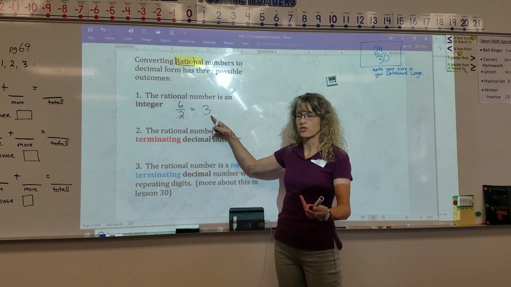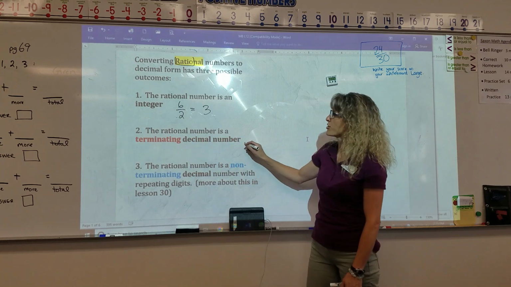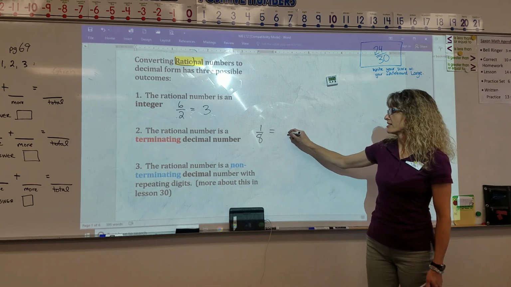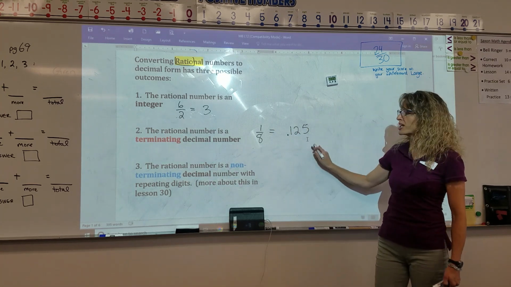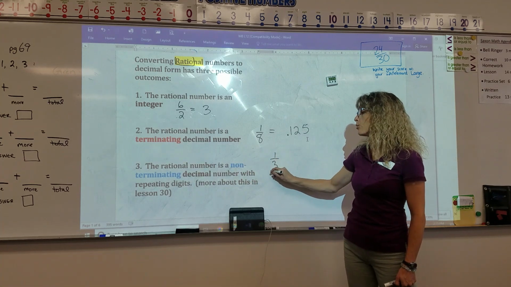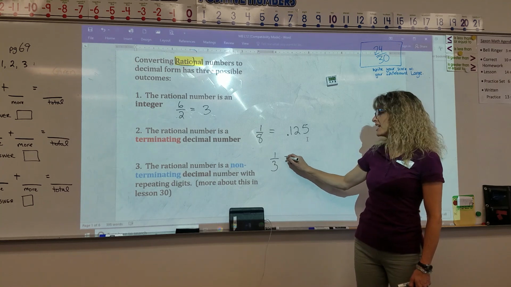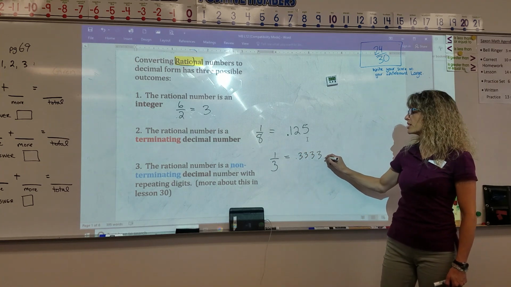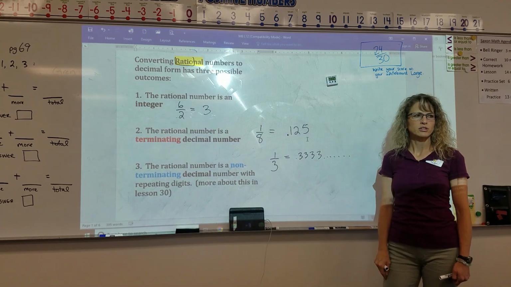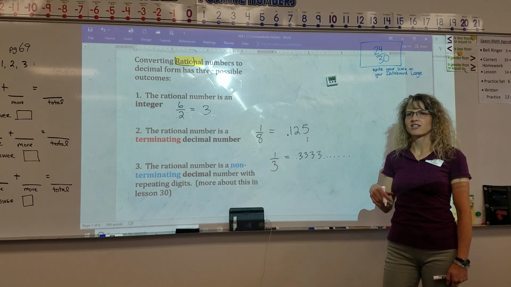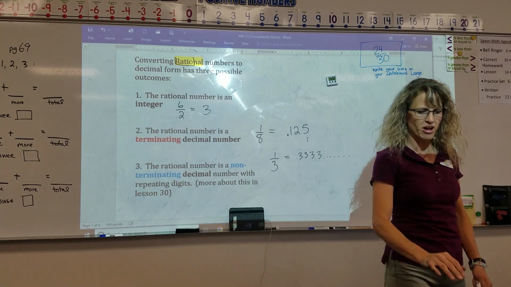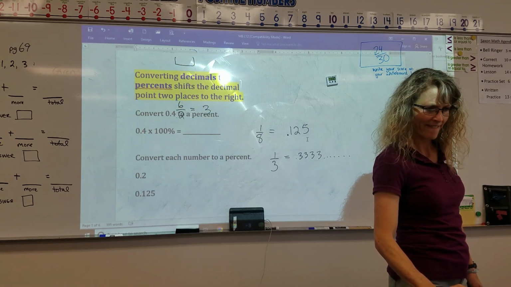The answer is an integer. Or I'm going to divide a number and get a terminating decimal number. So like 1/8, when we divided that, remember the one we had, 0.125, it terminates. The other case is when we get a non-terminating decimal. For example, 1/3. If I long divided that, I'd get 0.3333. Okay? These are SAGE questions. They'll say, which of these is a terminating decimal? Which of these rational numbers is an integer? All right, so here are your 3 possible outcomes.